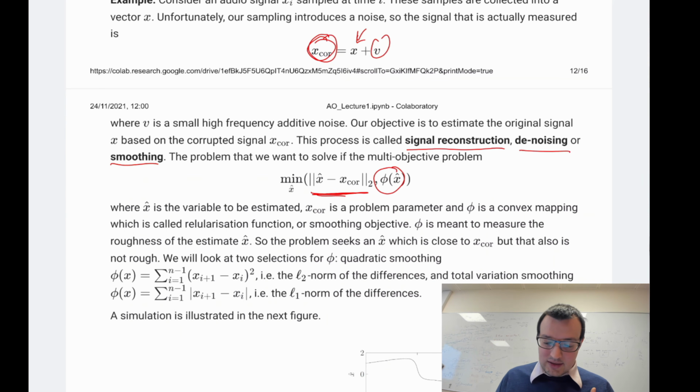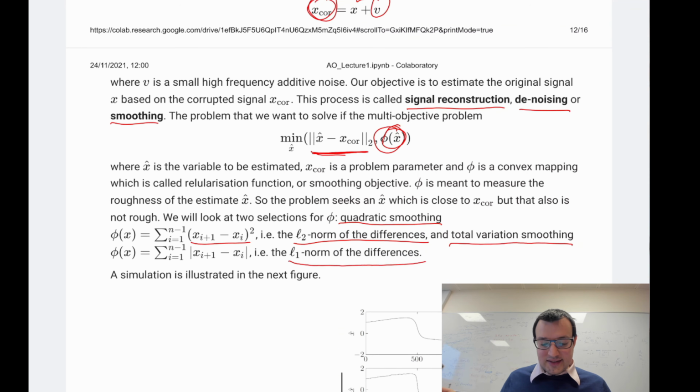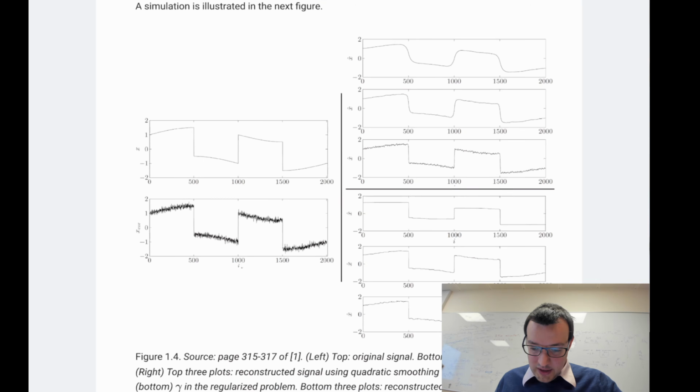So one way to do that is that we can do some smoothing through this phi. And to do this smoothing, we look at two different smoothings. One is a quadratic smoothing, which is done by computing the L2 norm of the differences between the signal at this instant of time i and the signal at the next instant of time. And the other smoothing that we look at is the total variation smoothing, in which we compute the L1 norm of the differences in this case. What do we get? Well, let's look at a simulation.